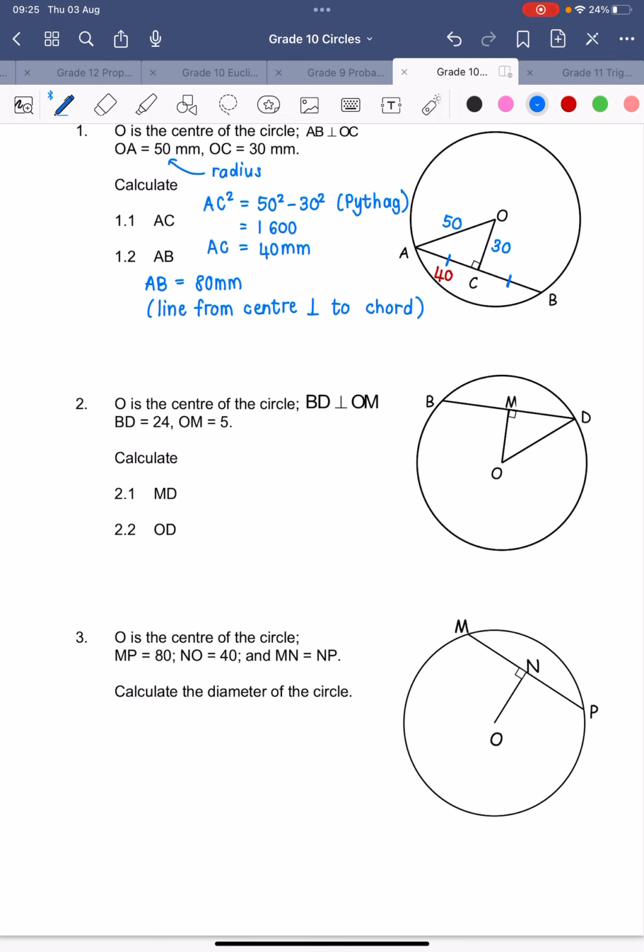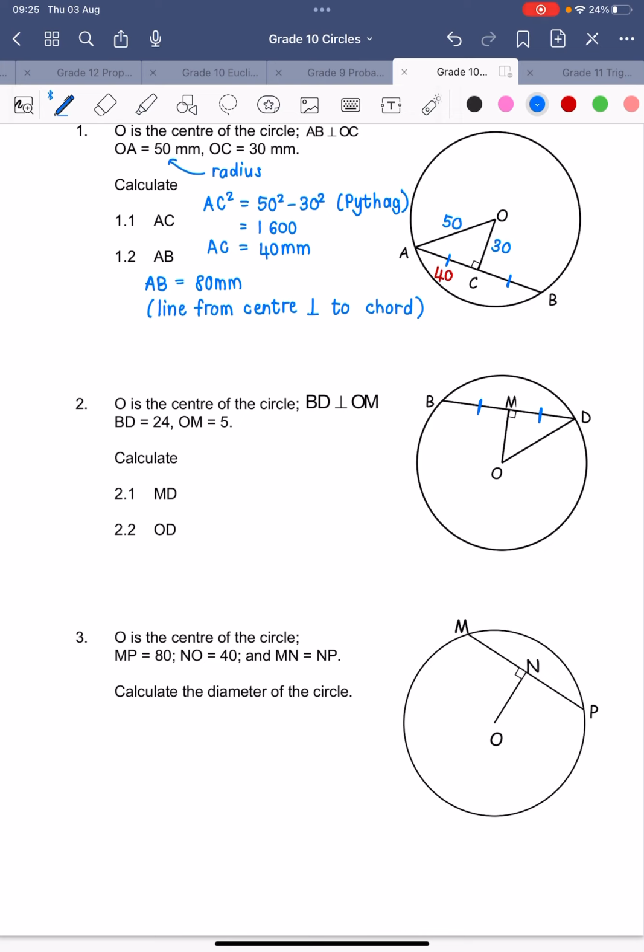Alright, so for number 2, let's quickly do this one together. O is the center of the circle. BD is perpendicular to OM. There we have that again, guys. If the chord and the line from the center are perpendicular to each other, what does that mean? The line is going to halve that chord, bisect the chord, right? Cut it in half. So those two parts must be equal to each other.